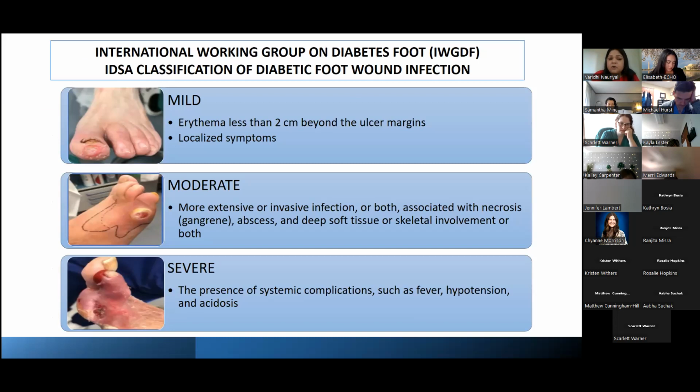Most of our data on chronic wounds actually comes from diabetic foot wounds, and we extrapolate this data to arterial wounds and wounds related to venous insufficiency and other pathologies. They're classified as mild, moderate, and severe.